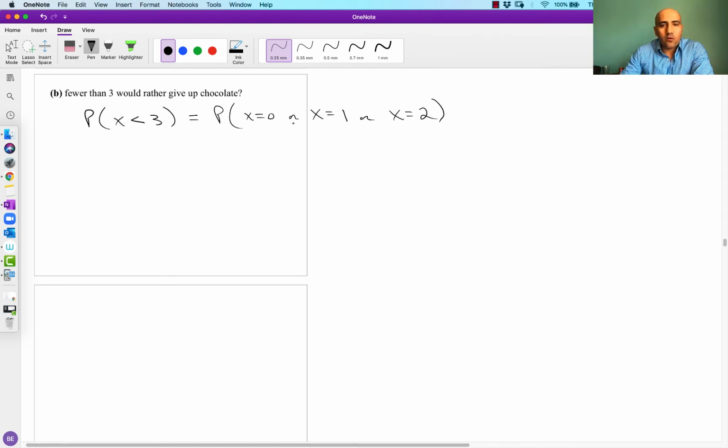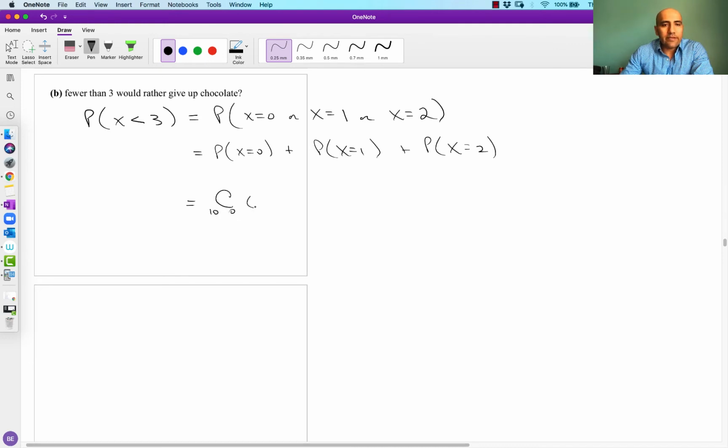Because we have or statements, we have addition symbols. So this is equivalent to the probability that x equals 0, plus the probability that x equals 1, plus the probability that x equals 2. Good? And now we can apply our formula for each one of these. For the first one, we know that this is going to be combinations of 10 choose 0.